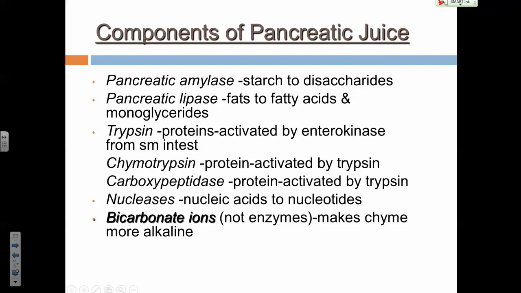The first one, pancreatic amylase, because it's an amylase, it does just the same exact thing that the amylase in your mouth does. It's exactly the same chemical. It's just also produced at the pancreas. And it breaks starches down into disaccharides. So you might wonder, why do you need it if you have it at the mouth?